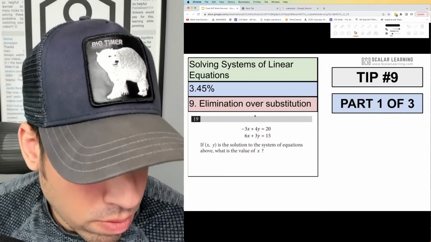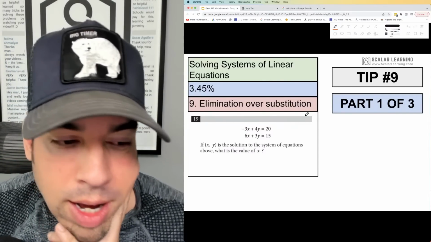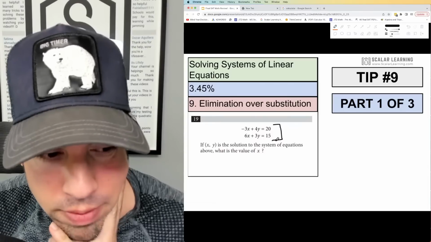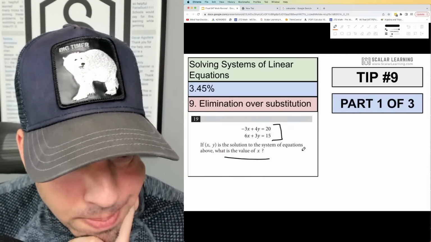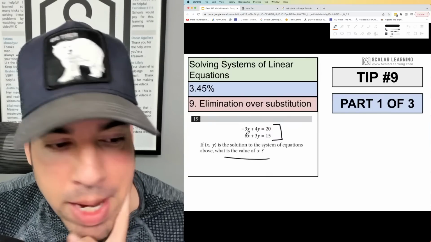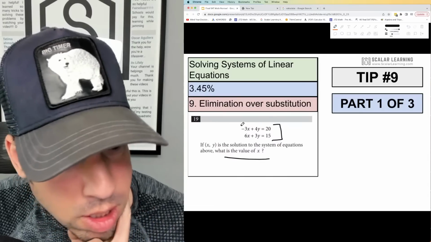Tip number 9. Solving systems of linear equations. Here we go with this category, elimination over substitution. I'm a big fan of elimination comparatively and almost always use it. We're trying to get a solution to this system. Let me show you. So I'm going to match up one of the variables to be same coefficients but just opposites.